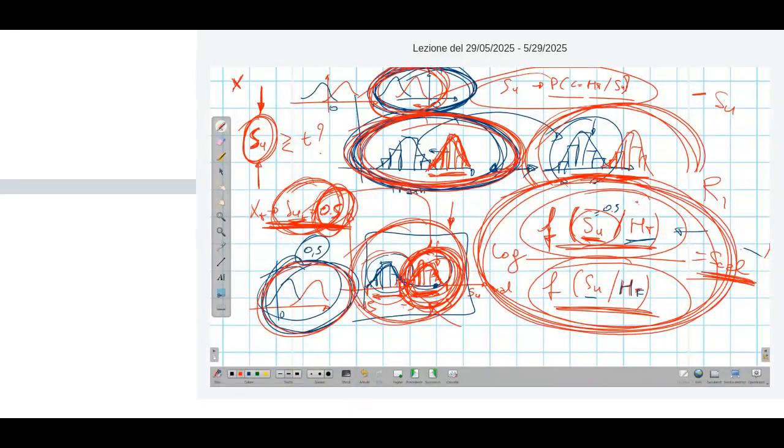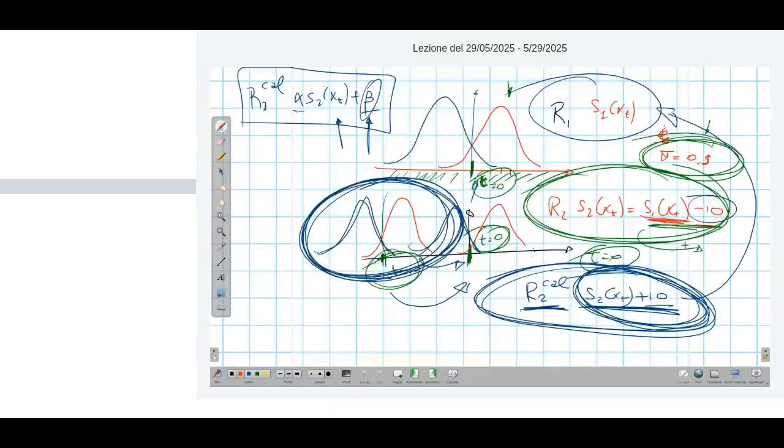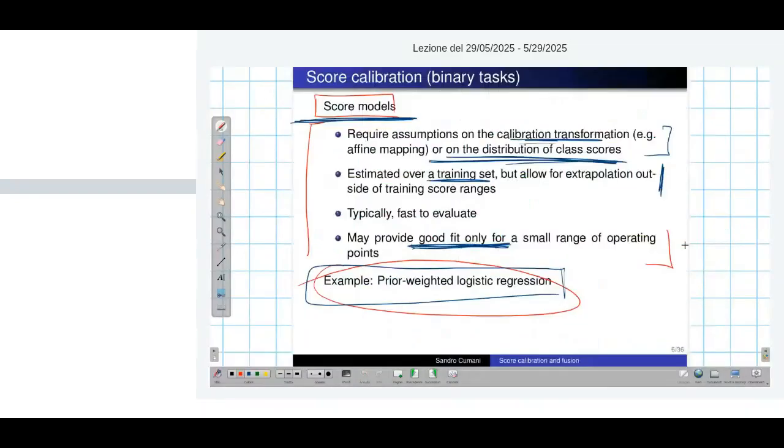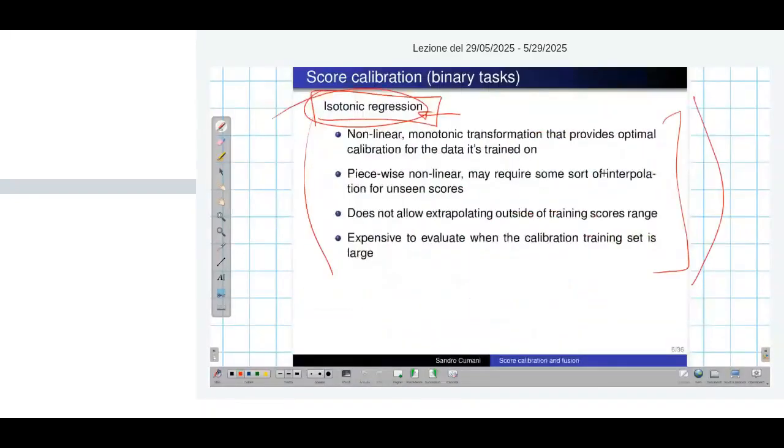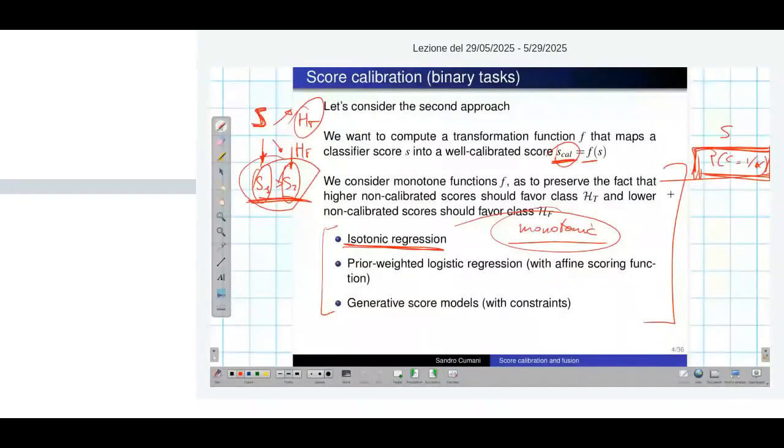The result will be a score that is therefore typically better calibrated. Now, does it respect our other request, that our transformation preserves the ordering of the scores?